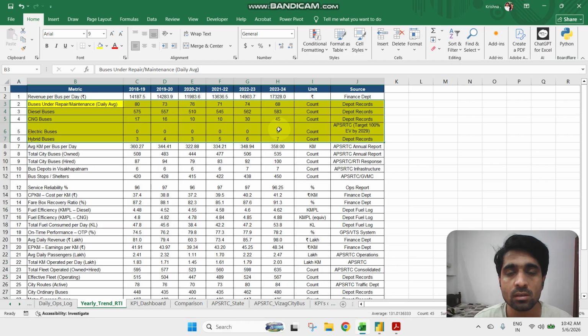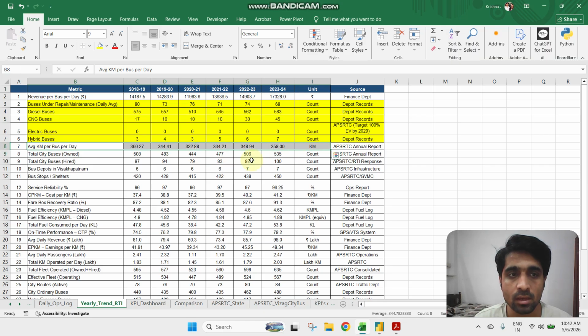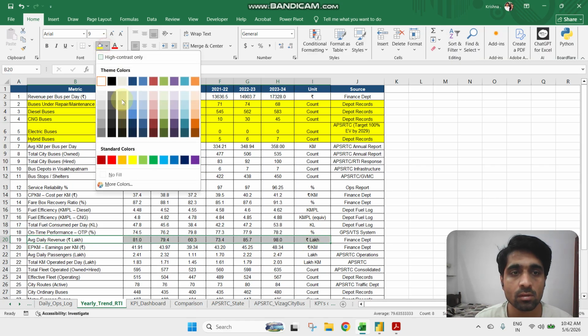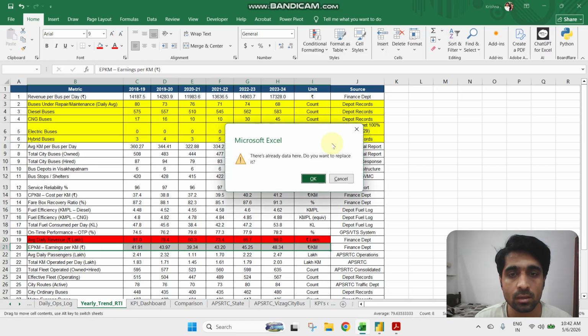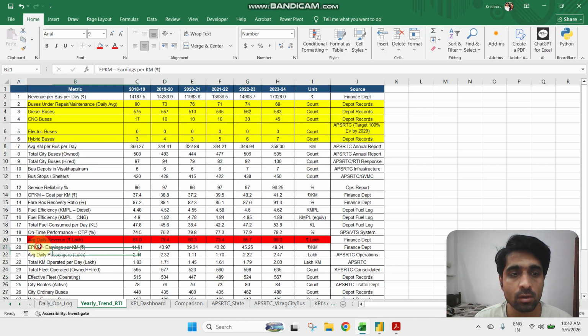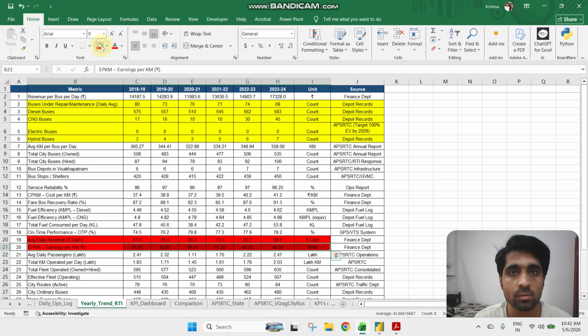I've already discussed how we got the number of bus count and the depot count in the previous video. In this current video, I'm going to discuss how I got the average kilometer per bus per day as 358, and also how the average daily revenue is this much. Why is earning per kilometer 48.34? These are some of the parameters which I have deduced.